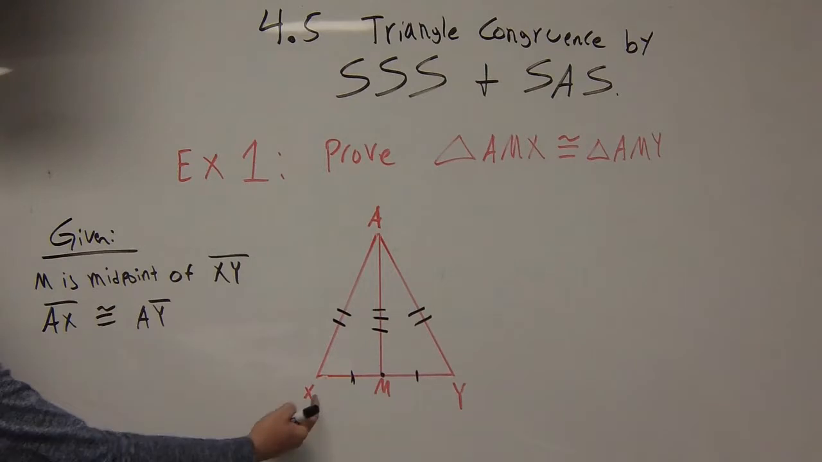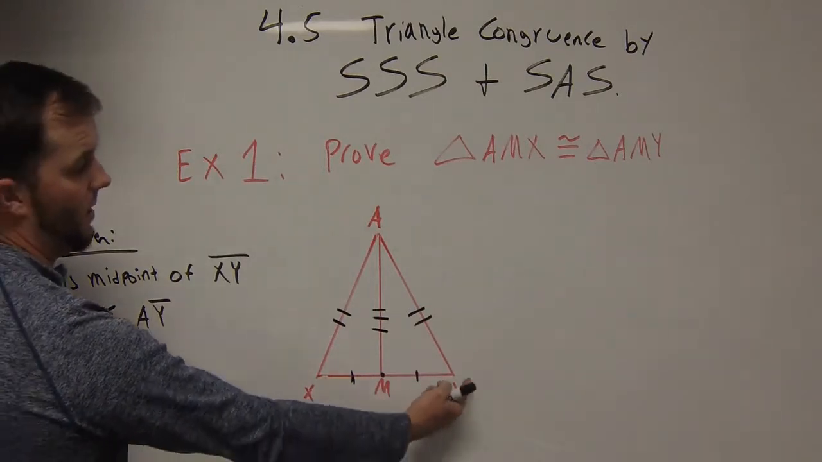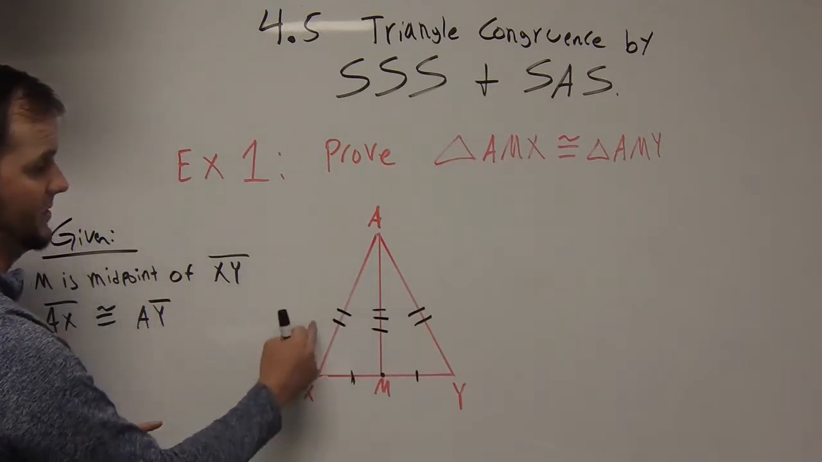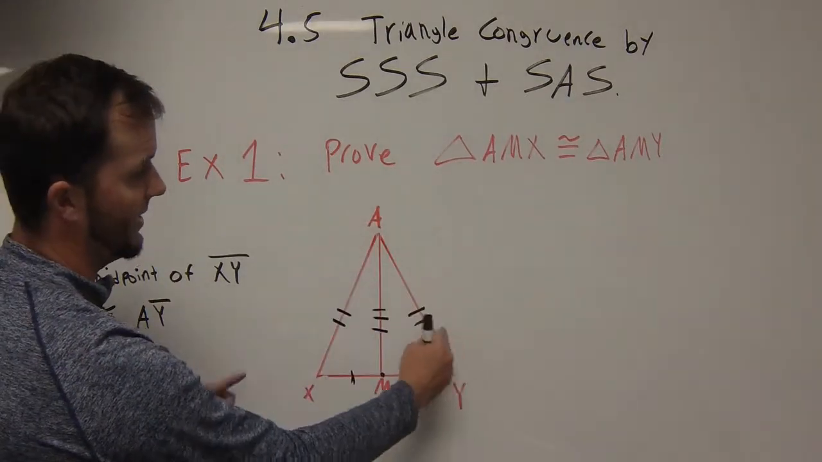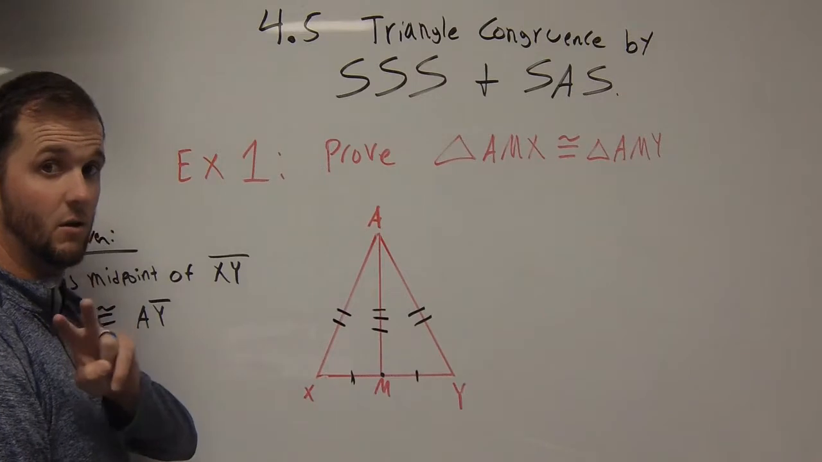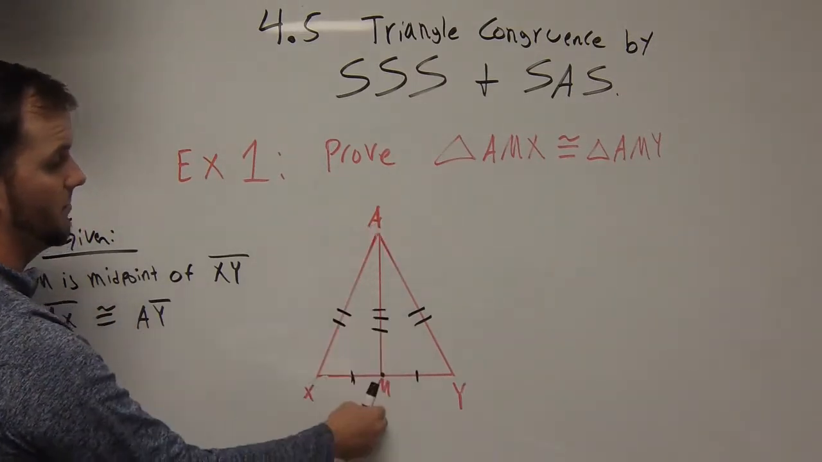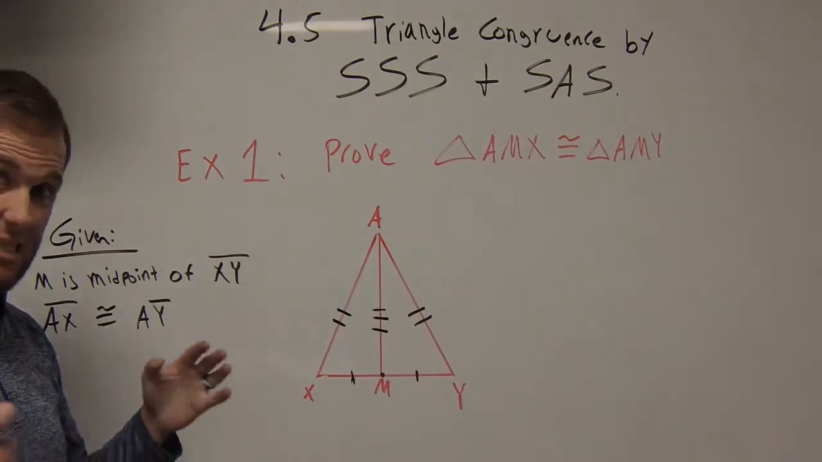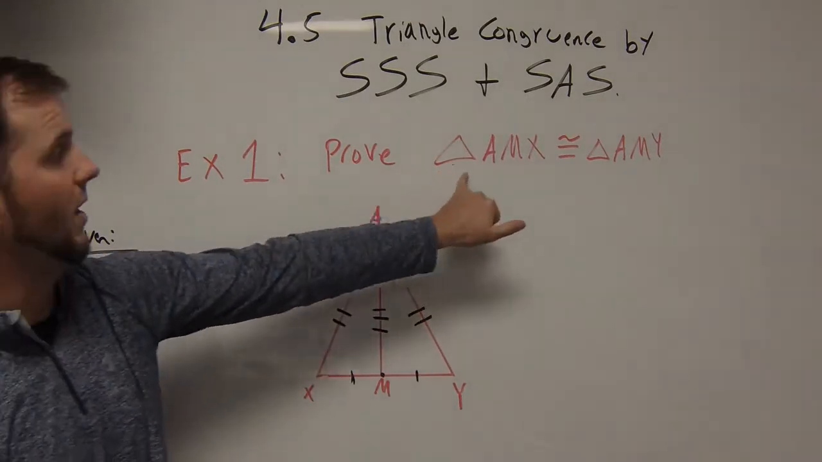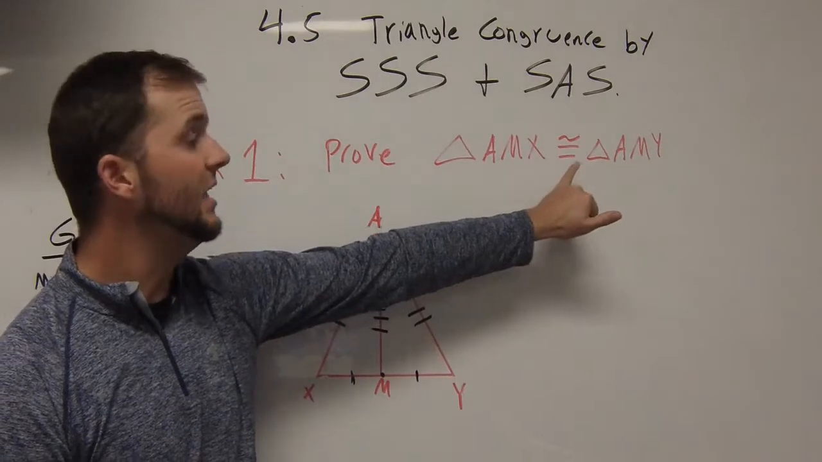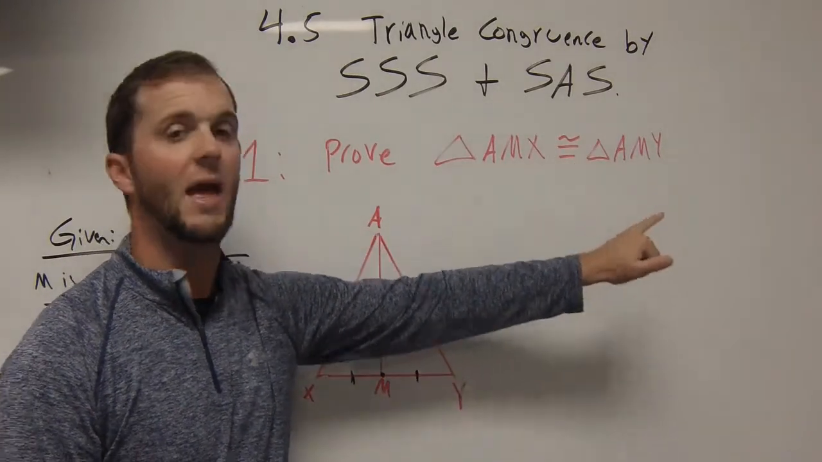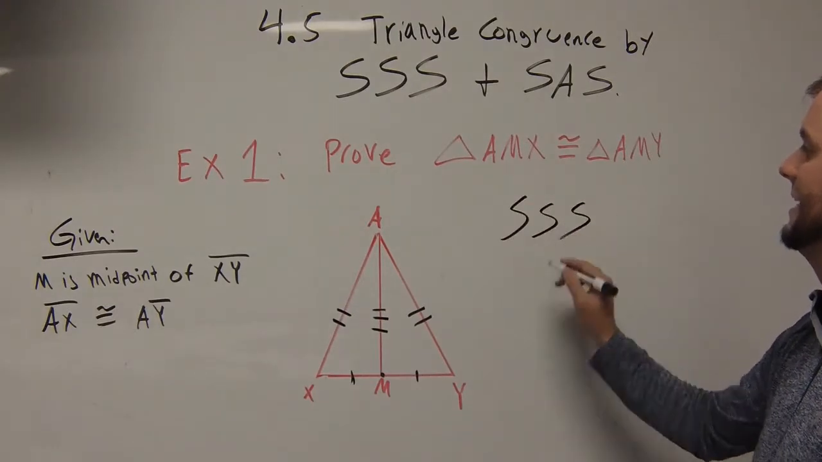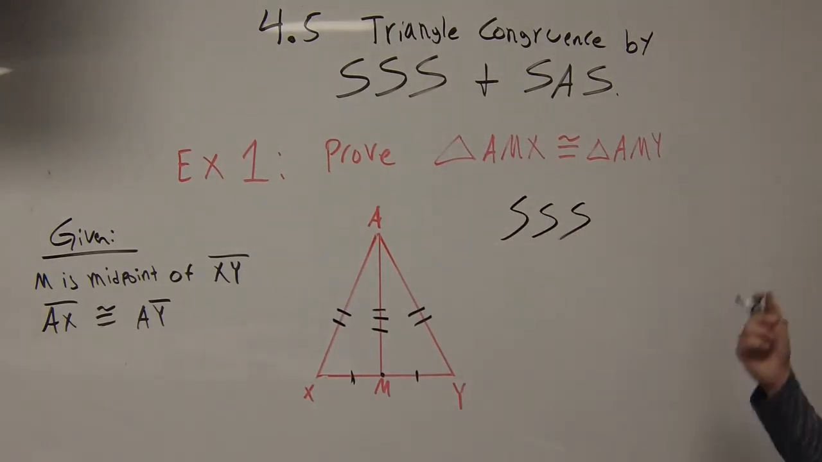So if you look, XM, one notch, MY, one notch. That tells me that's congruent. That's one side. AX, two notches, AY, two notches. So that's two sides that are congruent to each other. AM is going to be your third side that is congruent. So ladies and gentlemen, triangle AMX is congruent to triangle AMY because of the side, side, side triangle congruence theorem.